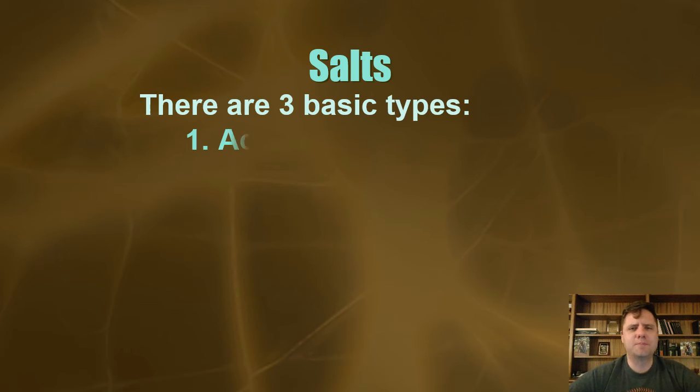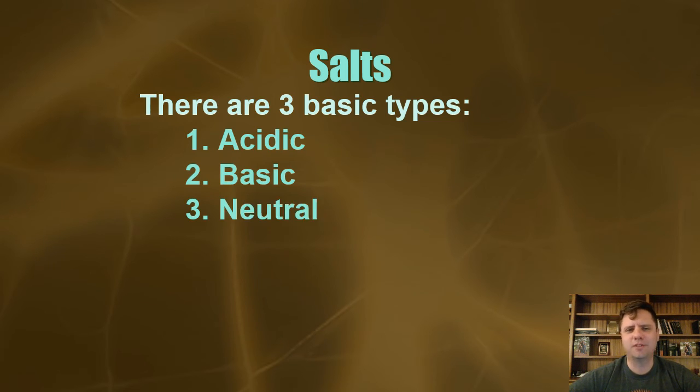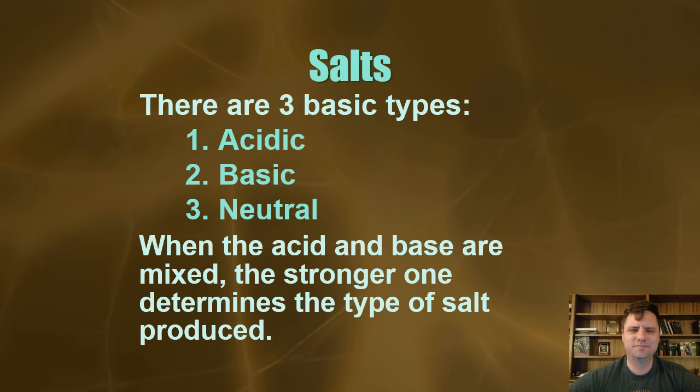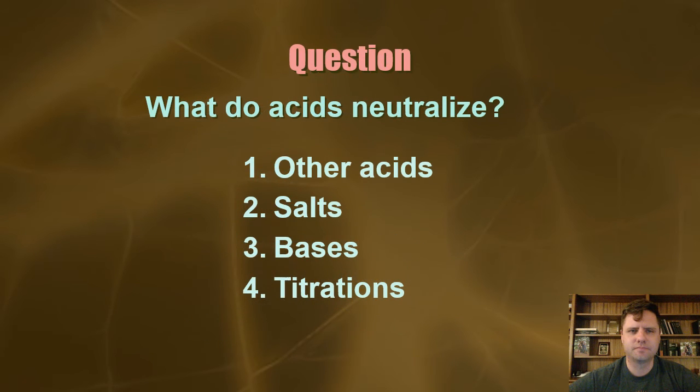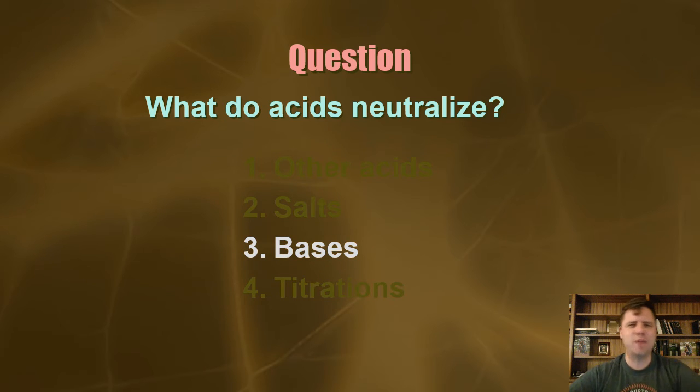Now there are 3 basic types of salts. You have acidic salts, basic salts, and neutral salts. When the acid and base are mixed, the stronger one determines the type of salt that is produced. So if you have a stronger acid combined with a weaker base, it's going to be an acidic salt. If the base is stronger than the acid, it's going to be a basic salt. And if the strengths of both acid and base are relatively the same, you're going to form a neutral salt. Now, what do acids neutralize? Acids neutralize bases, right? Acids neutralize bases, and bases neutralize acids.